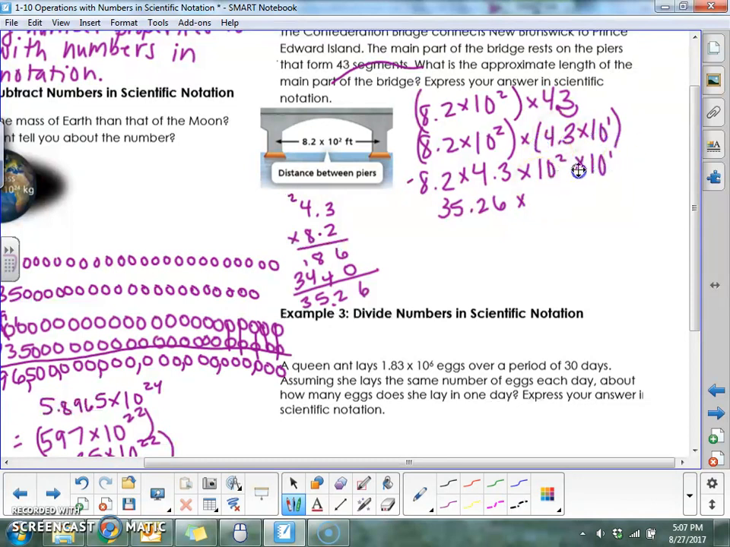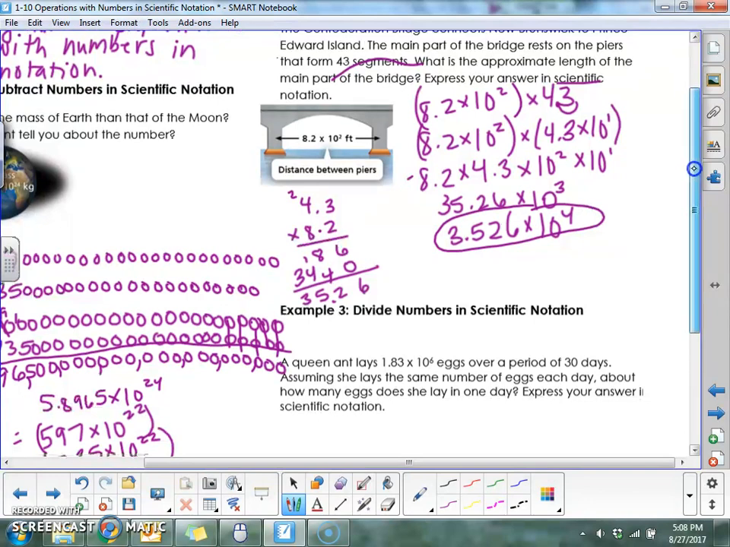Then I'm going to multiply the powers of ten. When you multiply the same bases, remember you add the exponents, so 2 plus 1 would be 10 to the third power. And finally, we want to put our answer in scientific notation like the directions stated. So I need to move this decimal back one place. If I'm taking away a place value, remember you need to add that place value that you took away onto your powers of 10. So for this, our answer would be 3.526 times 10 to the fourth power. All right, so that's multiplication.